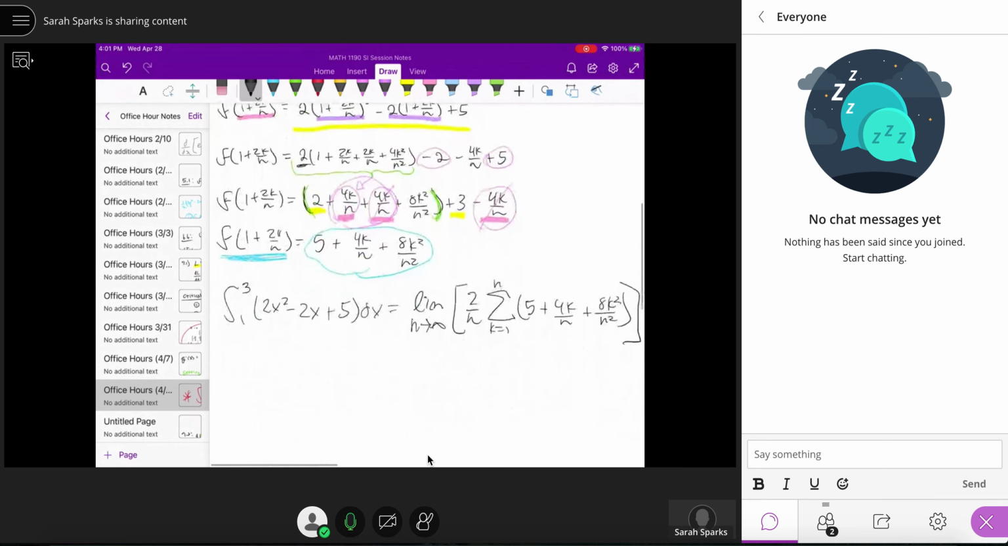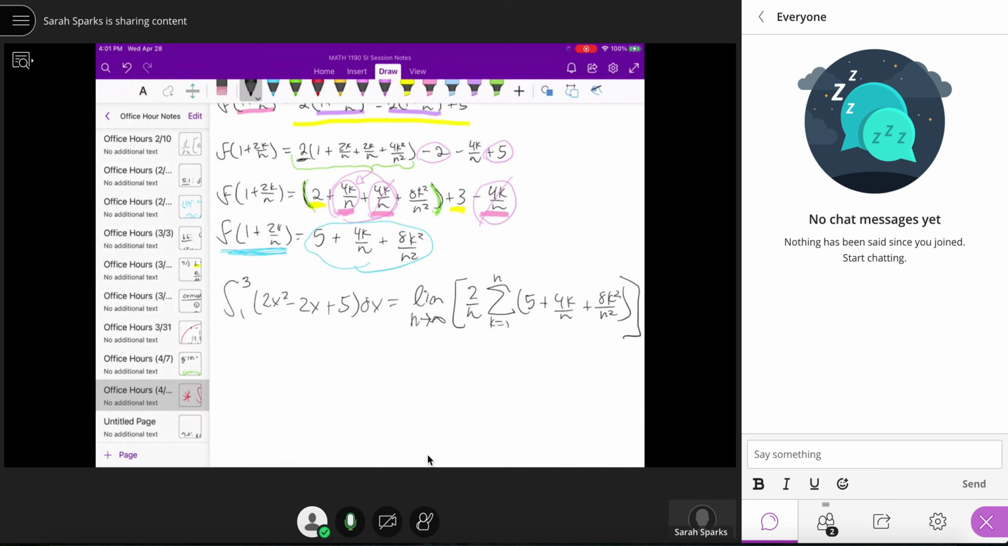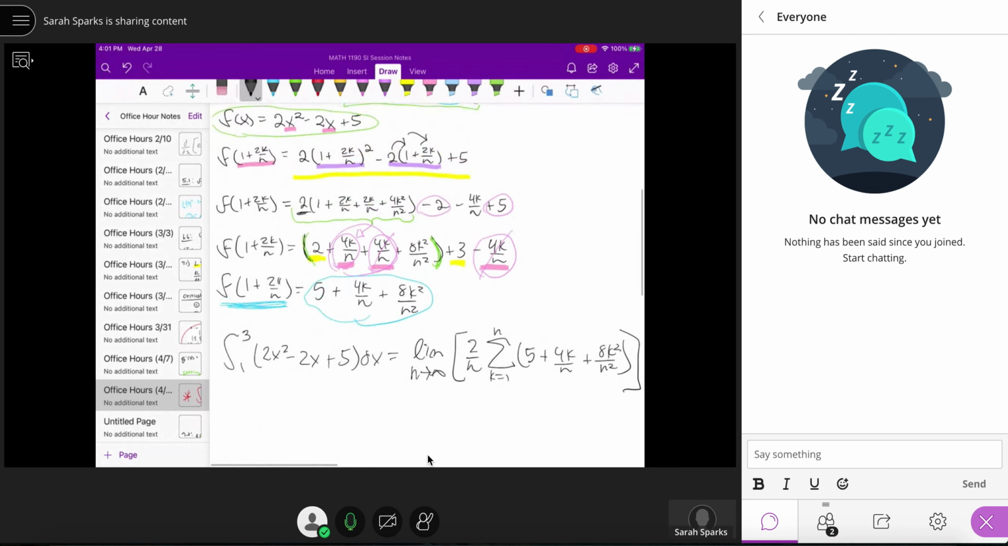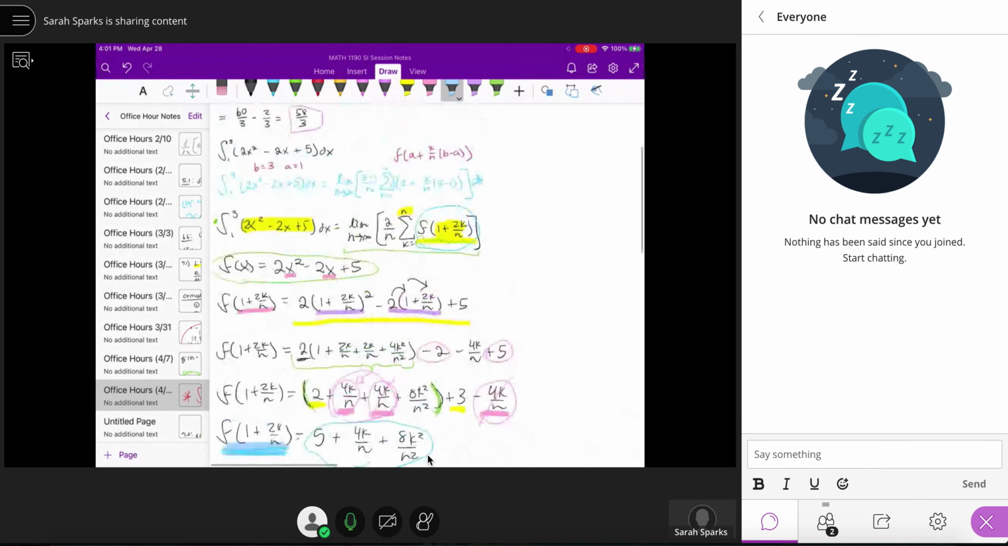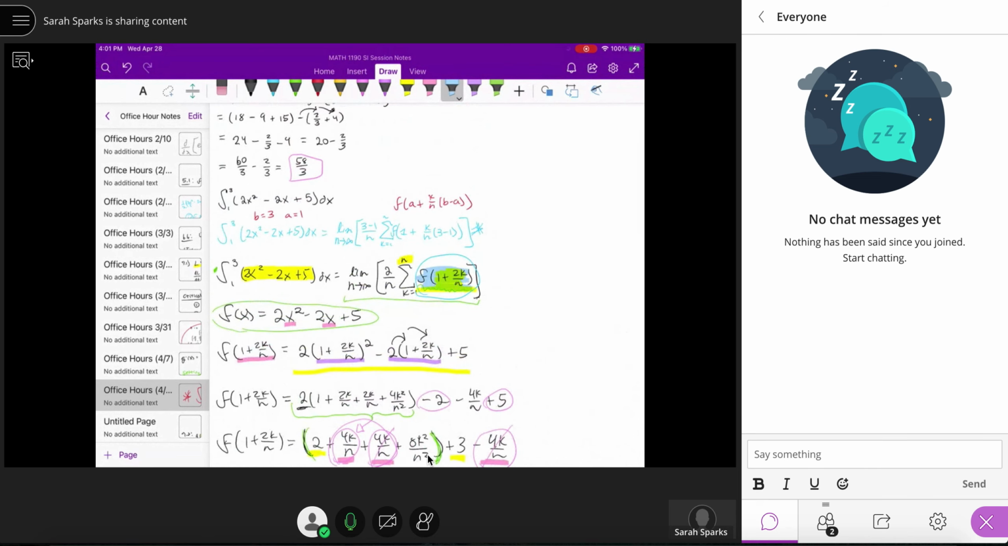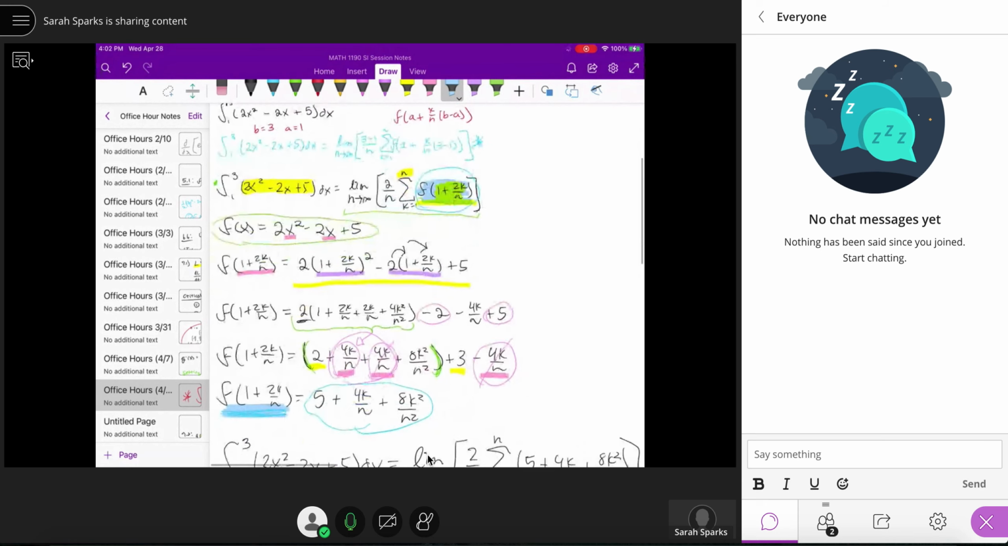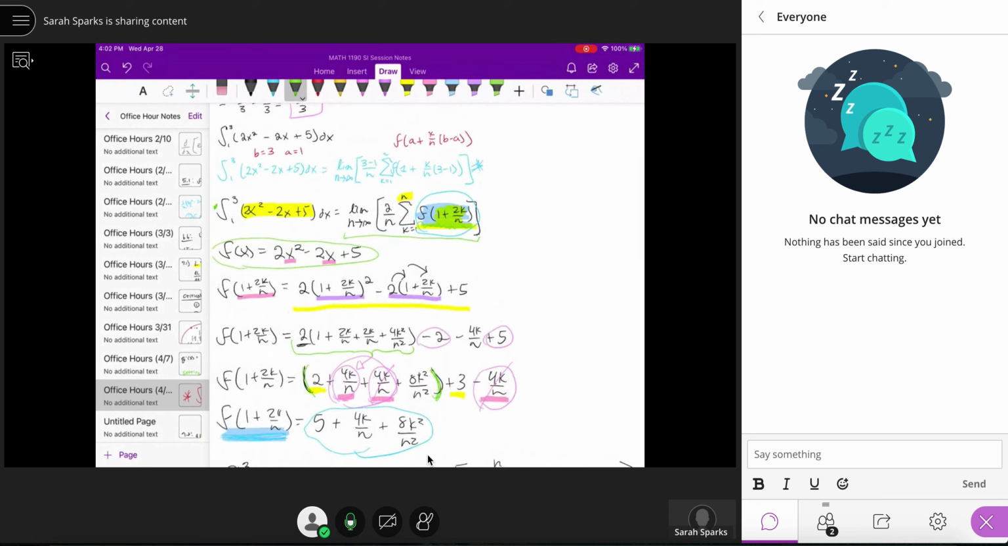Do we also put like the F before those parentheses? No. If you notice, this f of 1 plus 2k over n is exactly this f of 1 plus 2k divided by n. All we're doing is plugging it in. So the f just signifies that this is some function and this is the variable of the function. It doesn't matter what's in here. Oh, okay. Does that make sense? Yeah.